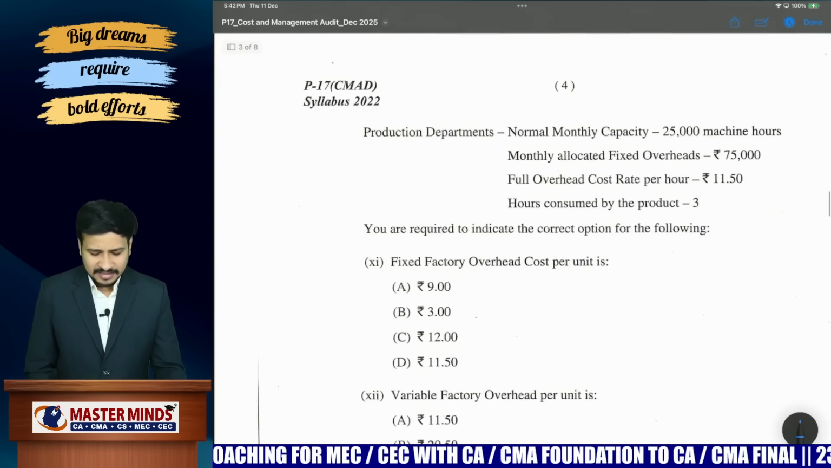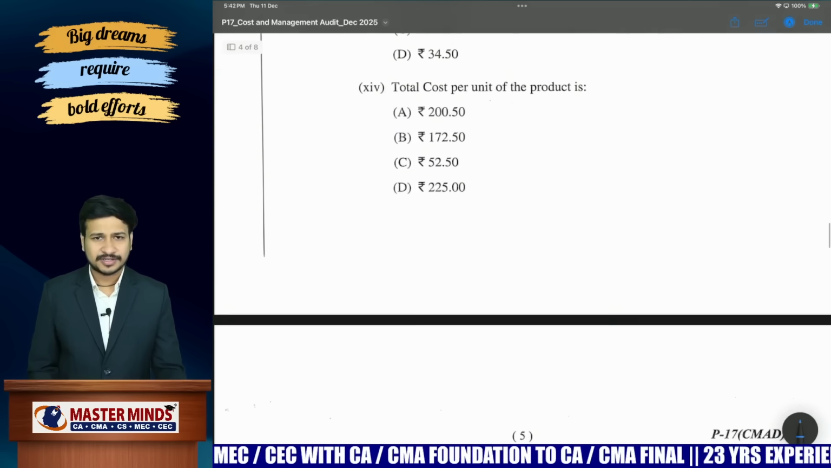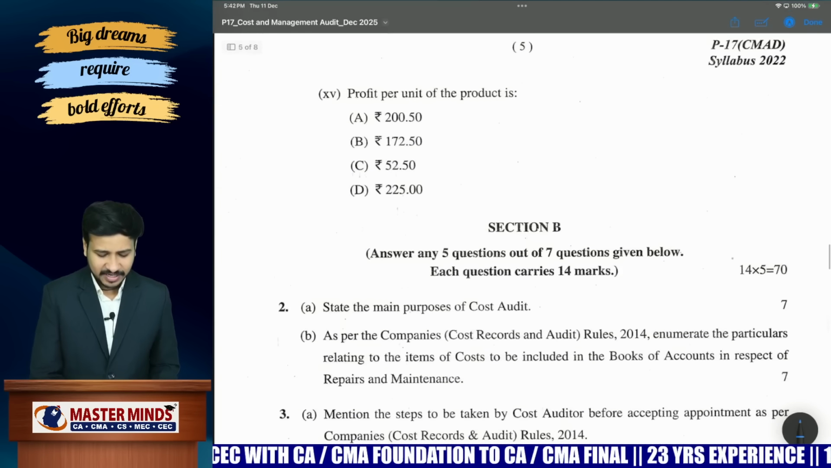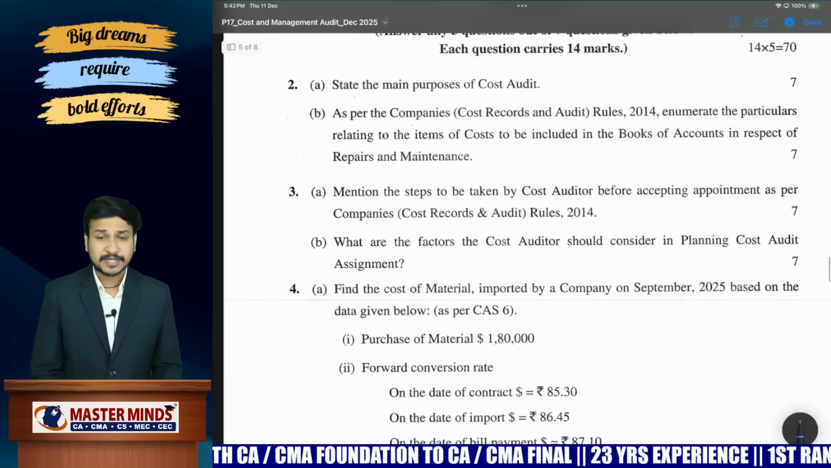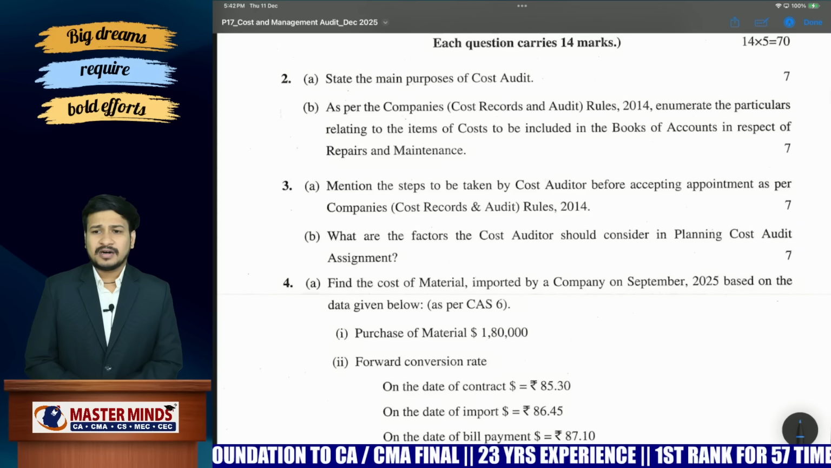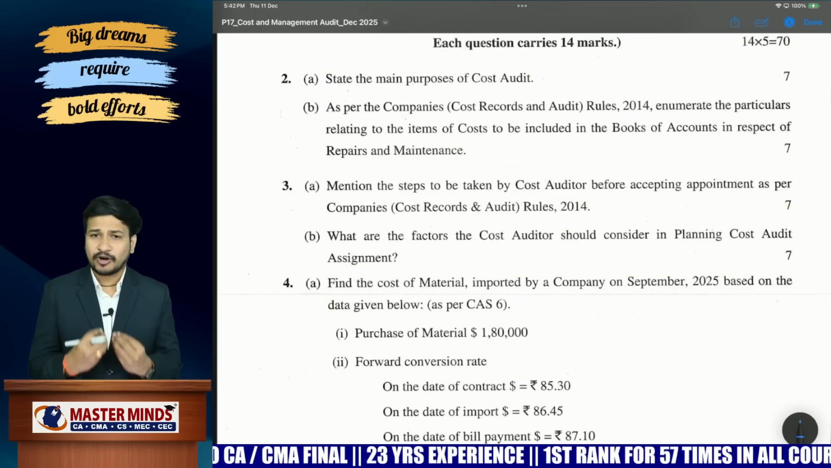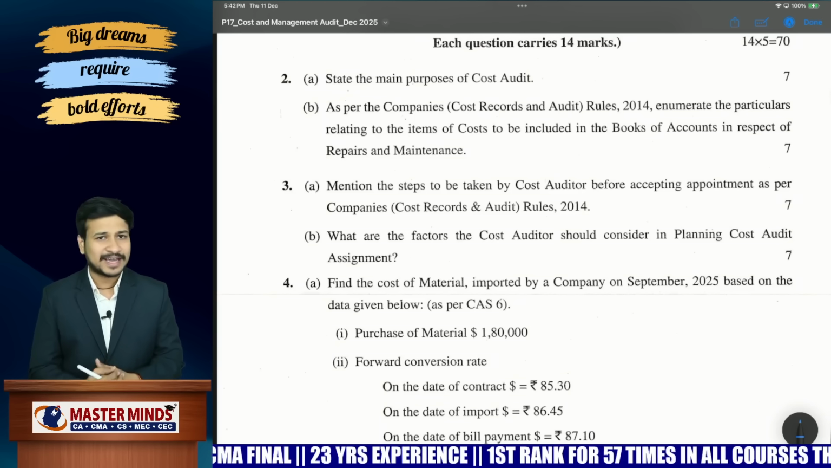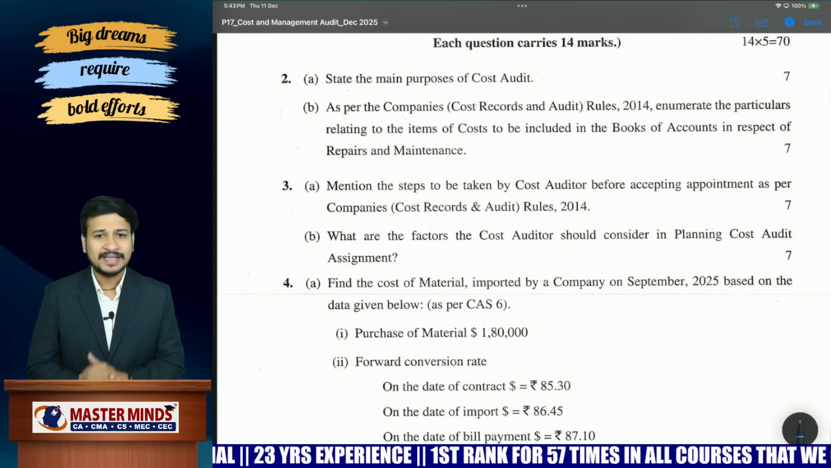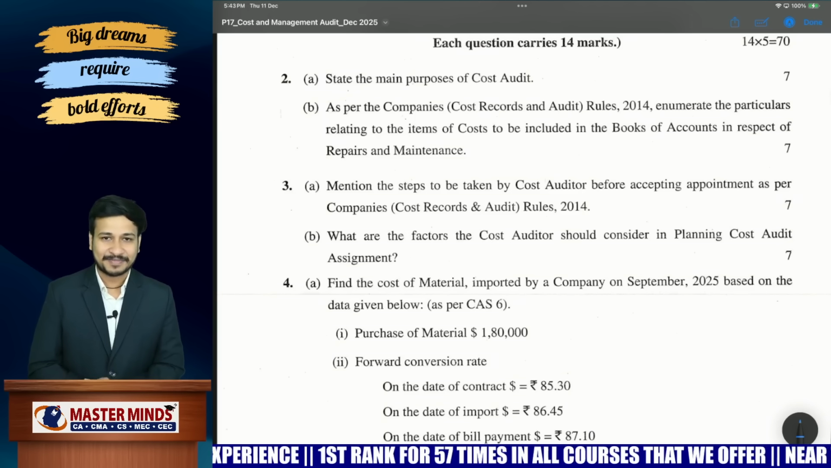Since every question is from the MCQ material and every question is super simple, I'm not going to concentrate on MCQs at all. Straight away, let me tell you with respect to the main paper. Many of the other institutions doing a review of the paper are concentrating on MCQs, but they are not concentrating on the descriptive part. Hence, let me concentrate on the descriptive part, especially the problematic questions.